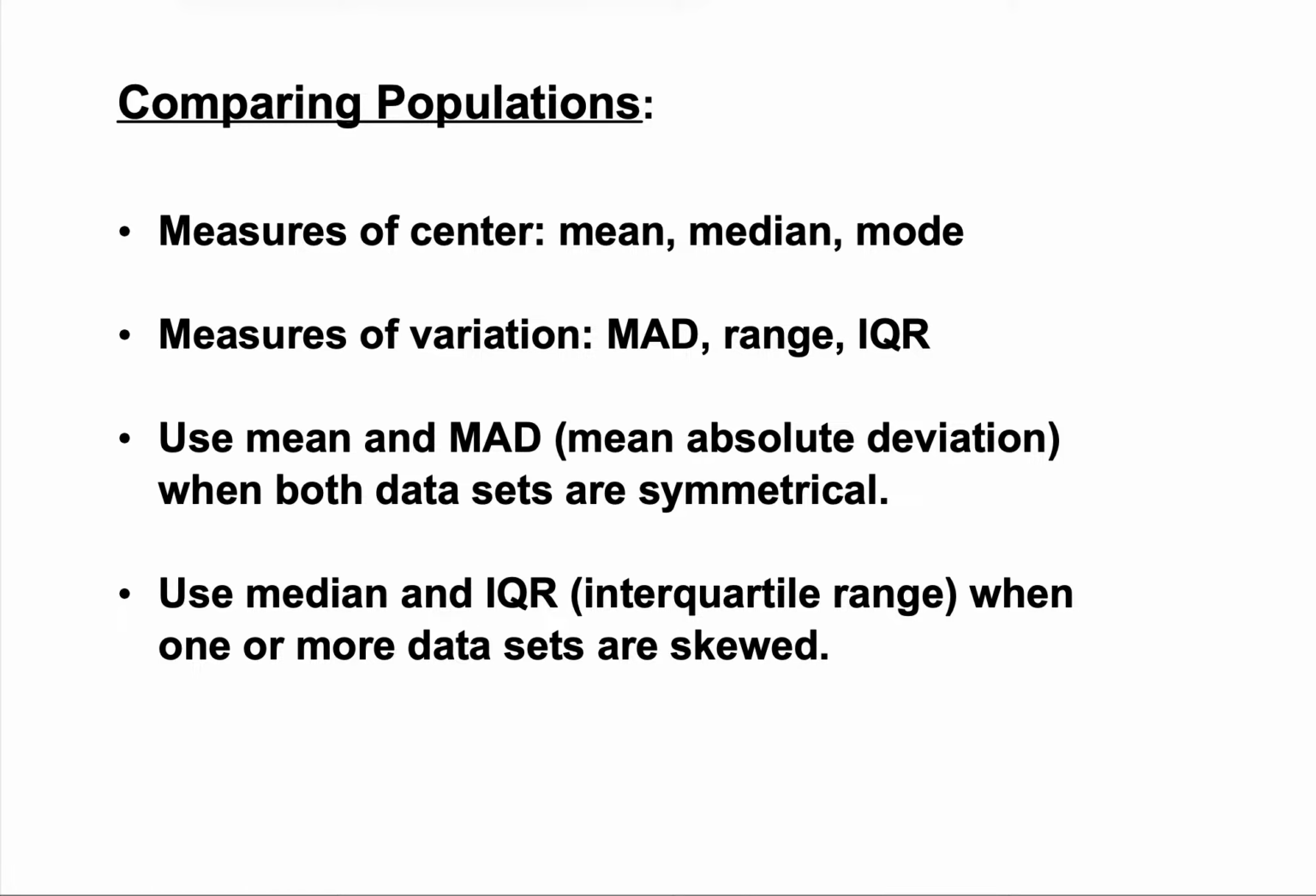Measure of variation tells how spread apart things are. That would be our MAD, our range, or our IQR. So if we have a set that is symmetrical, which means if we fold it in half, about everything matches up, then we're going to use the mean and the MAD to compare them. If we have two things that are skewed, we'll be using the median and the IQR to compare them.